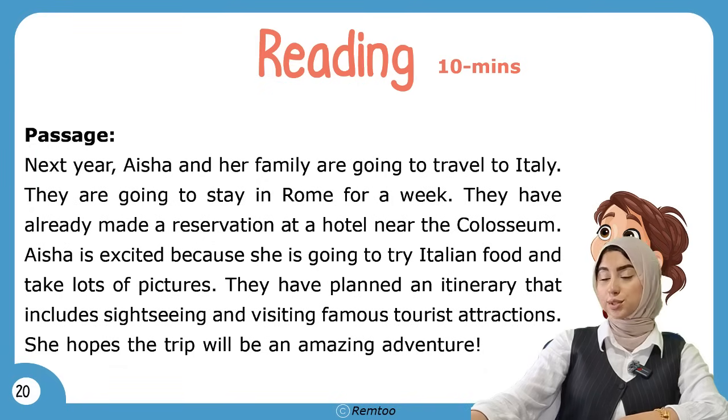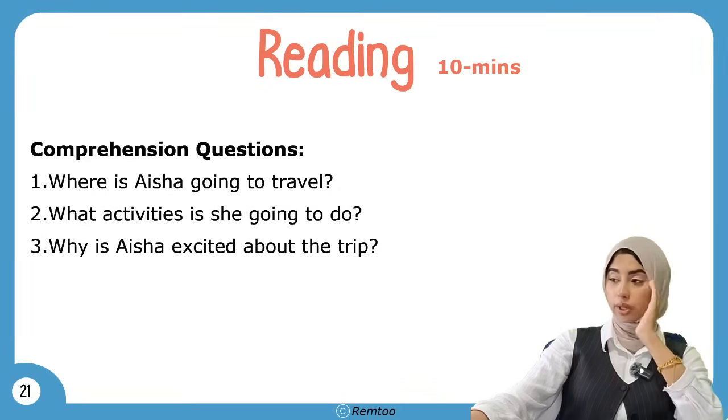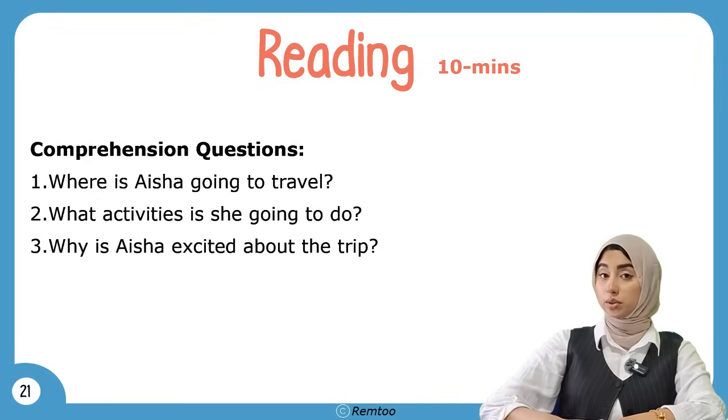Okay, good, good. So let's answer the questions together. Question 1, where is Aisha going to travel? Yes, to Italy, thank you. And what activities is she going to do there? Yes. She's going sightseeing and she's going to visit famous tourist attractions. Okay, and of course, try the Italian food. Well, why is Aisha excited about the trip? Yes, because she's going to try Italian food and take lots of pictures. Okay, that's amazing. Okay, now I will see you in the grammar part.